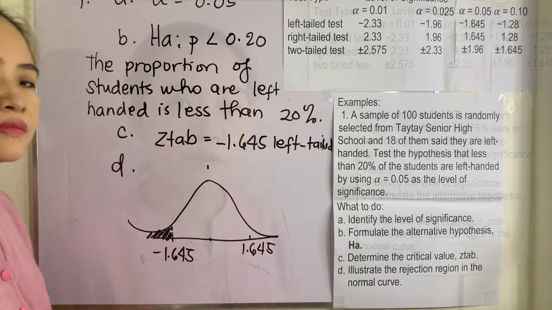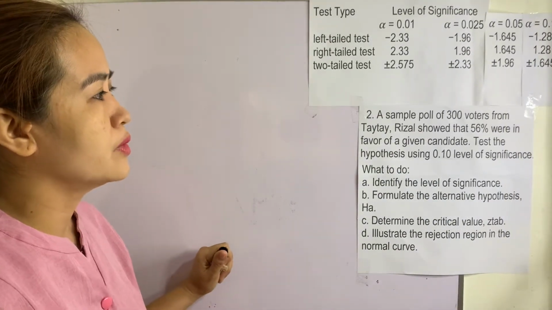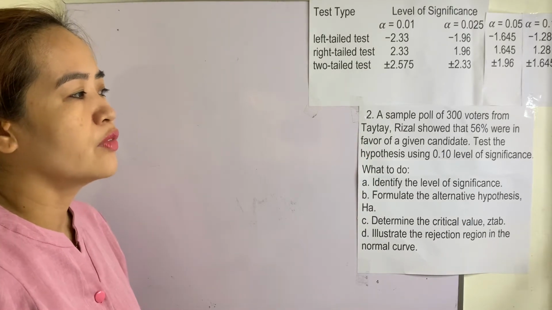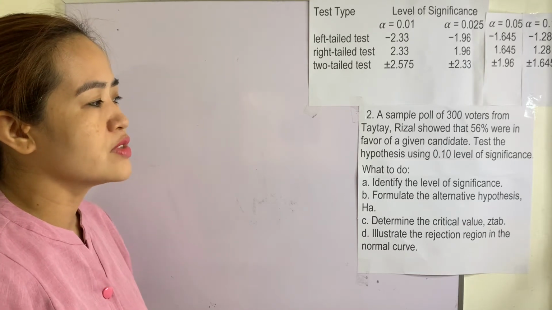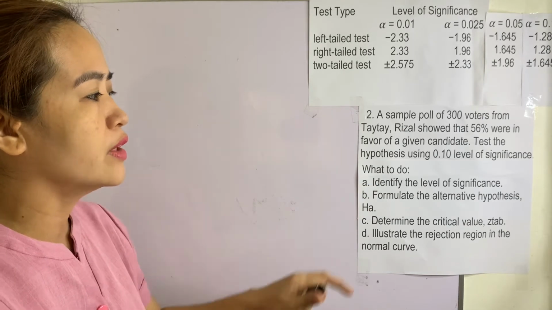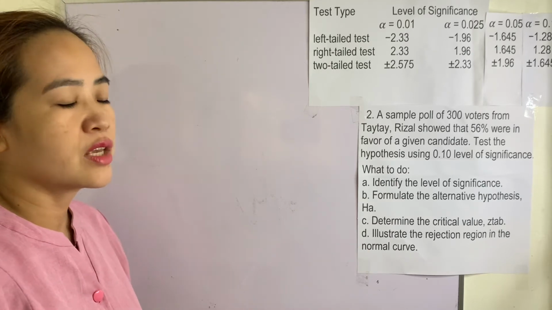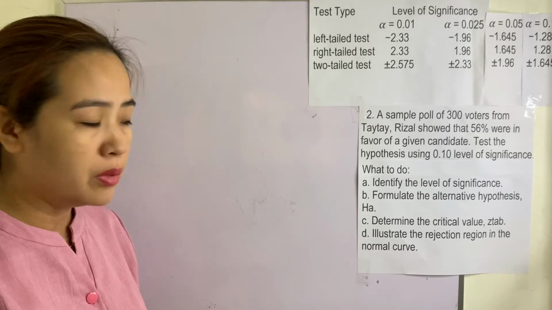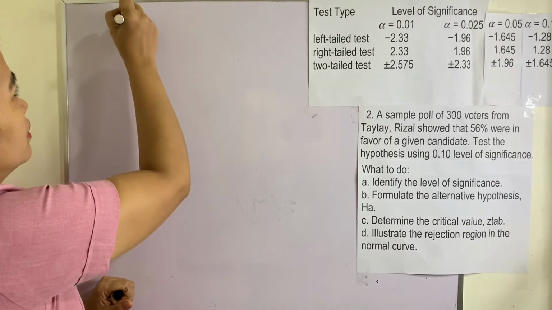Example number 2. A sample poll of 300 voters from Taytay Rizal showed that 56% were in favor of a given candidate. Test the hypothesis using 0.10 level of significance. What to do? A. Identify the level of significance. B. Formulate the alternative hypothesis H sub A. C. Determine the critical value or the Z tab. And D. Illustrate the rejection region in the normal curve.